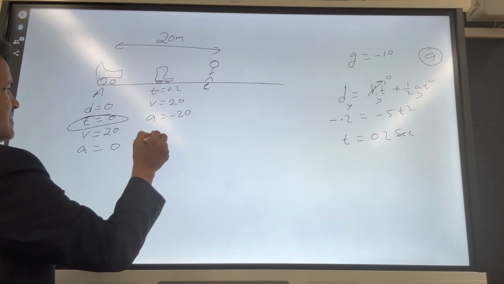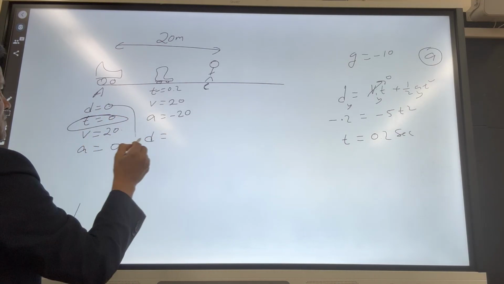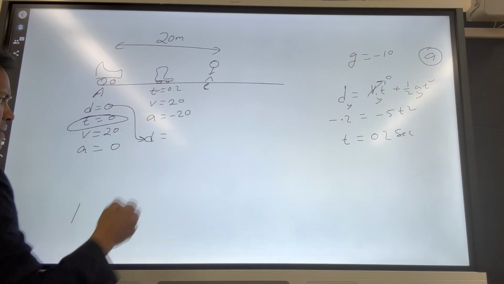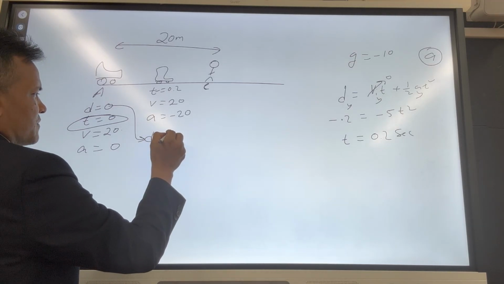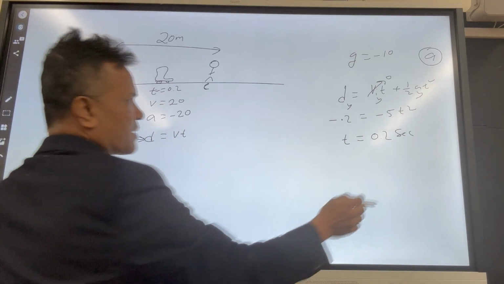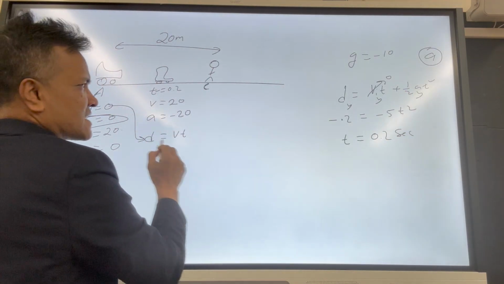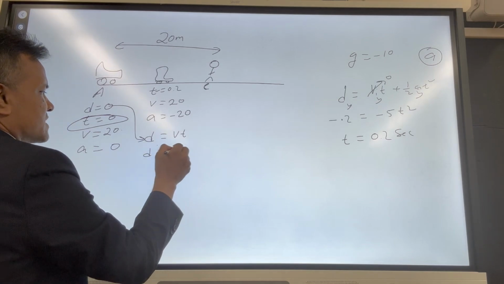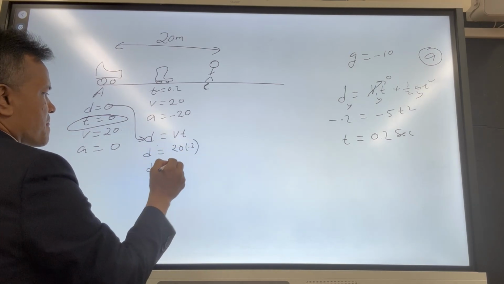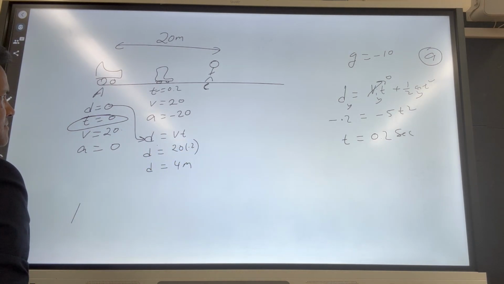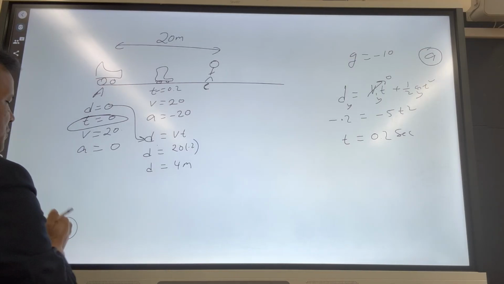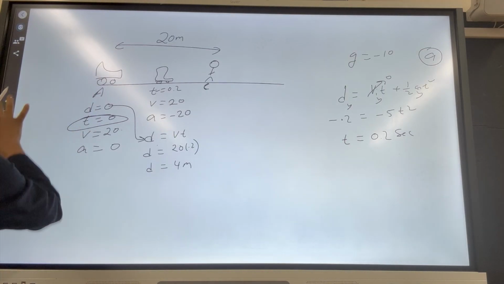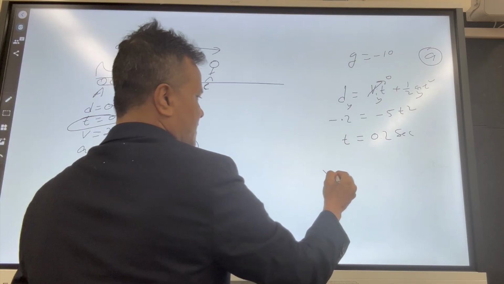Now let's find from 0 meter to what? Okay, and that is, of course, VAT. Half AT squared I'm not going to write, because this is the x direction. In the y direction there is acceleration, in the x direction there is none. 20 times 0.2, so 4 meters. Okay, so now we want to find x.